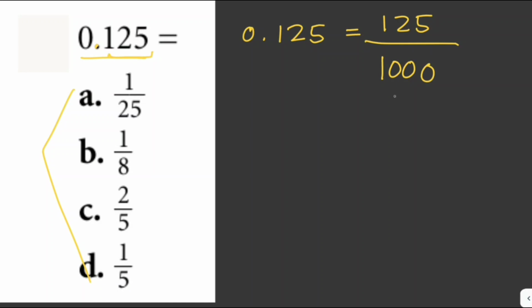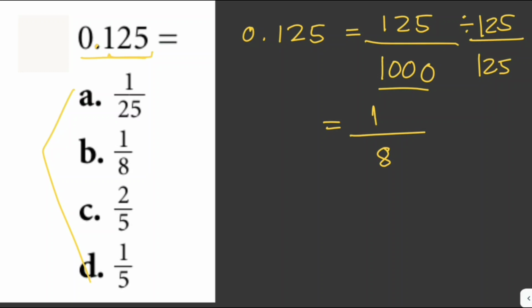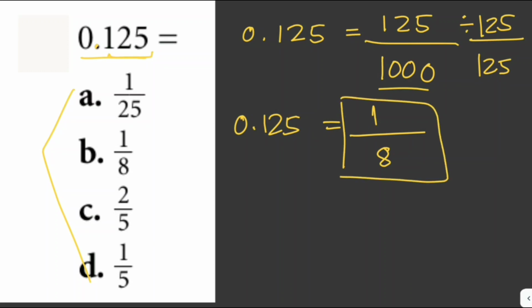Since 1000 and 125 are both divisible by 5, and also 1000 is divisible by 125, we can divide both the numerator and denominator by 125. So this is just equal to 1 over 8, since 1000 divided by 125 is equal to 8. Therefore, 0.125 is equivalent to 1 over 8. So the answer here is letter B.